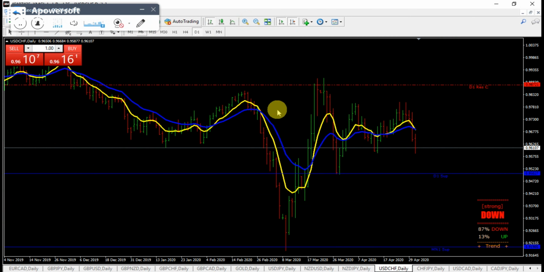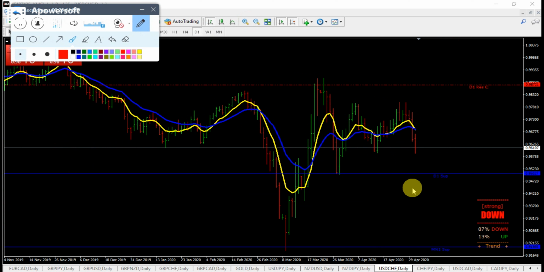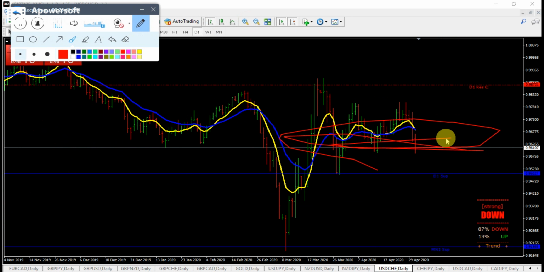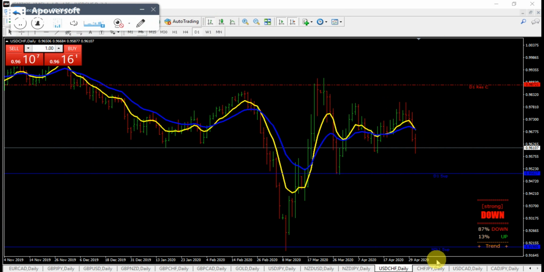As you can see, right now it's moving in between my support and resistance. What I'm expecting is this pair to come down to this level, then it's going to go up. In future, if you play a trade from here, you can easily earn about 500 pips from that pair over a long time because I'm expecting USD CHF to go up in future. So let's move to our next pair, that is CHF JPY.